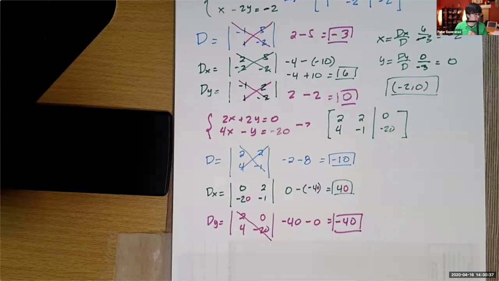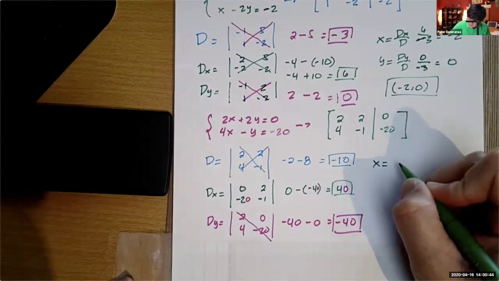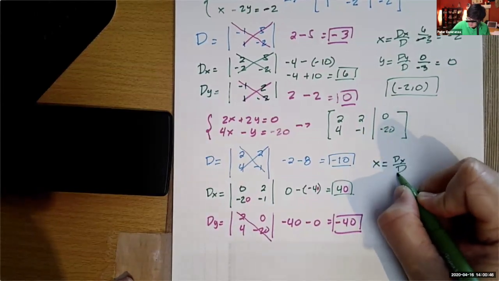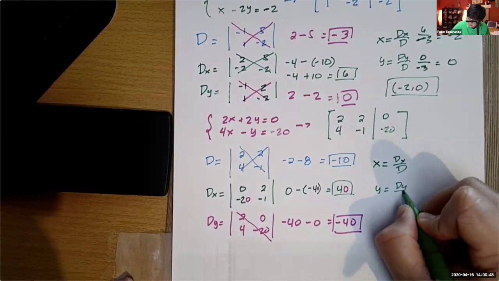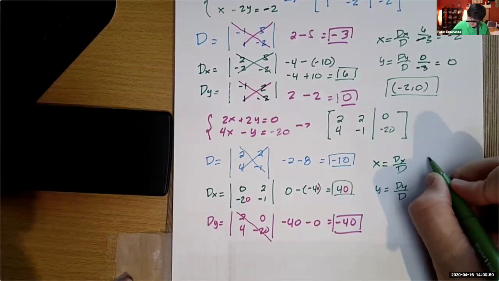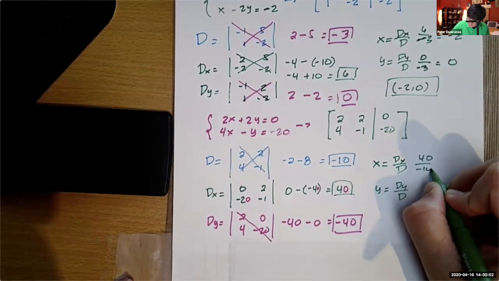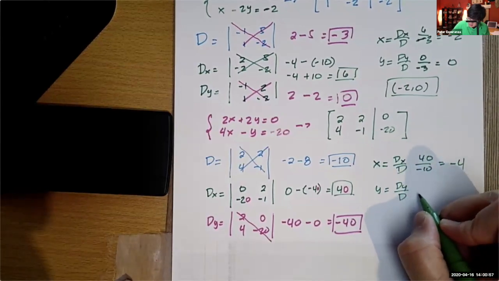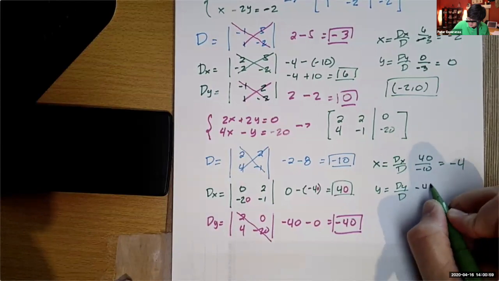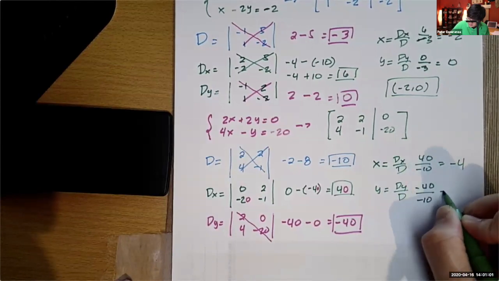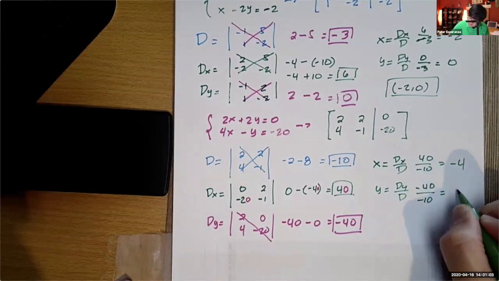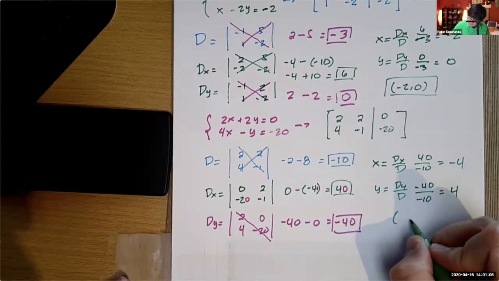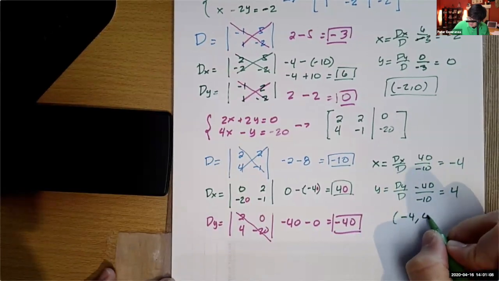Did you get the same result? Yes. Okay. All right, so x is dx over d. y is dy over d. dx is 40 over -10, so we have -4. And dy is -40 over -10, so we have +4. So -4 and 4.